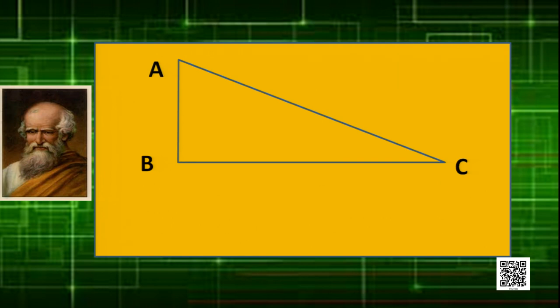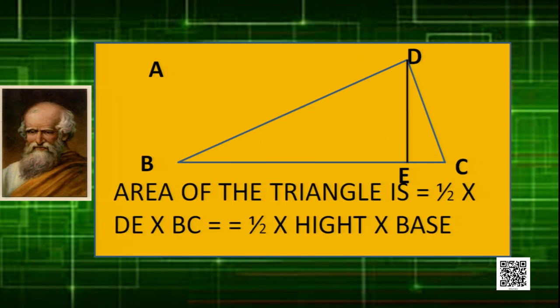Now, you see, if in this figure ABC is a right angle triangle, then we can have another triangle DBC with the same base and same height. So, DE is equal to AB. In this case, the area of triangle DBC is also half into DE into BC. What is DE? DE is the height of the triangle DBC and BC is the base. So, this is a very popular formula. As you know, the area of a triangle is half into height into base.